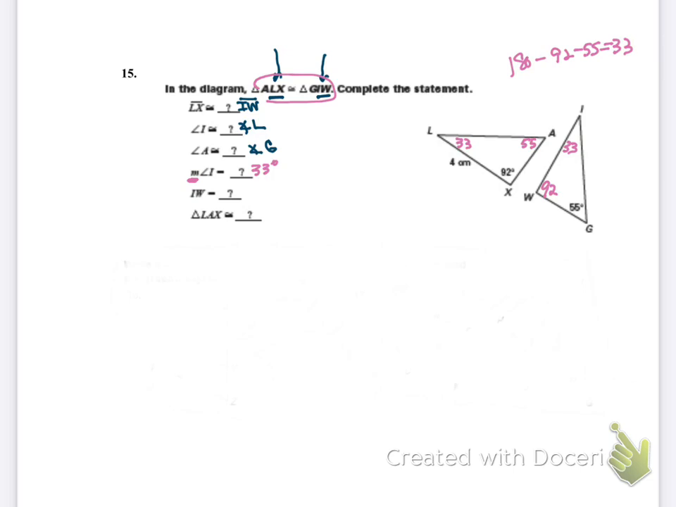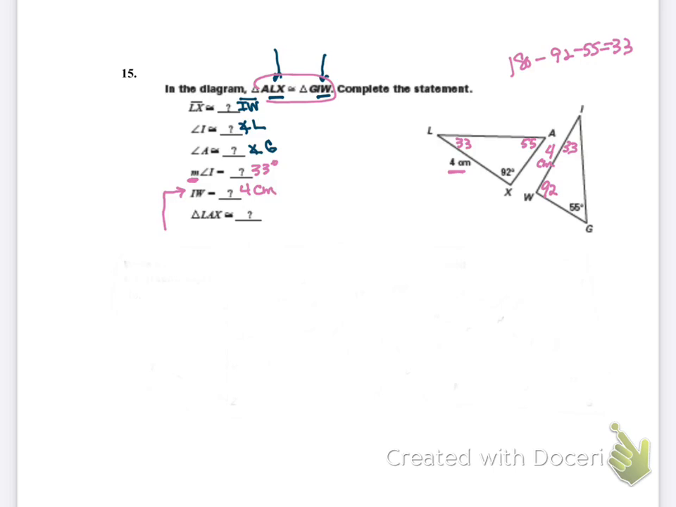Okay, look at the next question. Because there's no line segment symbol on here, this is saying to you, what is the length of line segment IW? Well, I don't have that. So I look and I say, well, IW has to match LX, and I know LX is 4, so this has to be 4, and it's centimeters, so that means that this length is 4 centimeters.